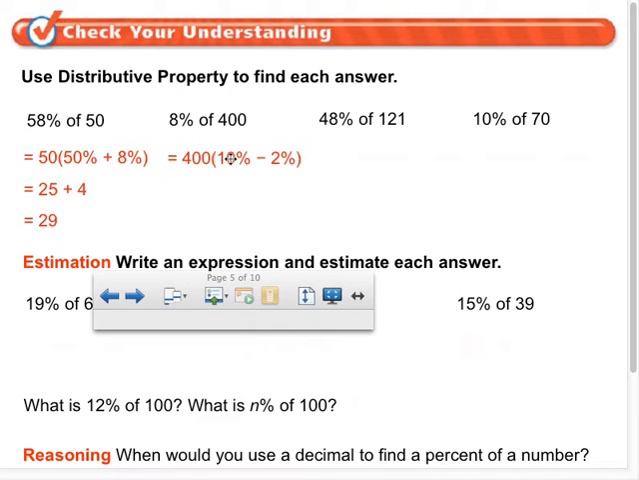And what's 400 times 10%? Timothy? 40. And what's 400 times 2%? What's 1% of 400? 1% of 400 is 4. So 2% of 400 would be, if 1% is 4, what's 2%? 8. There we go. What's that going to be? 32. Did anybody have a different method and they came up with 32?